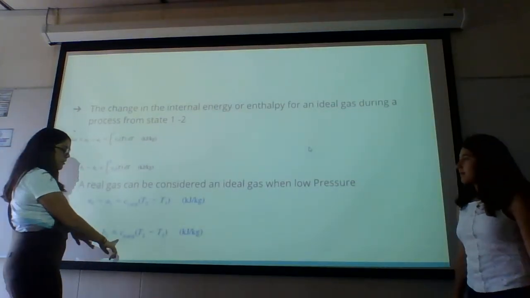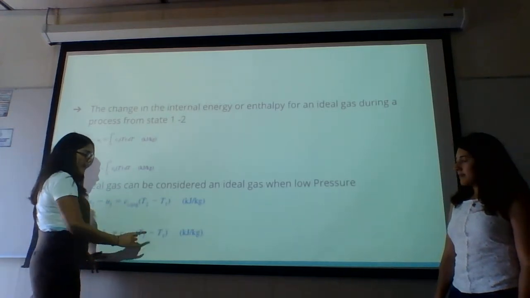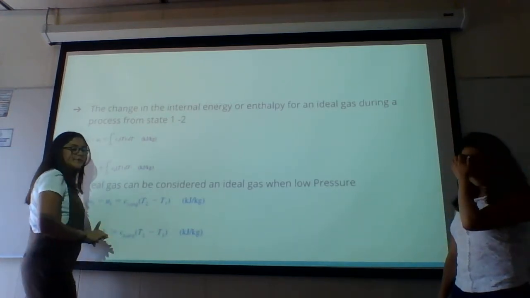And we can also denote the difference of enthalpy as equal to Cp, which is a fixed value, times the temperature difference.